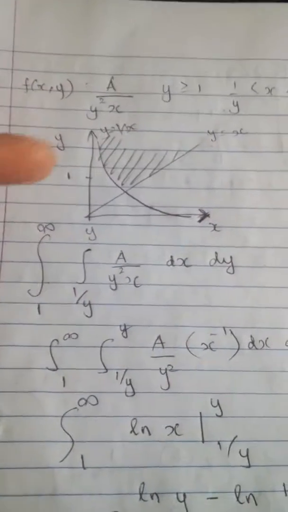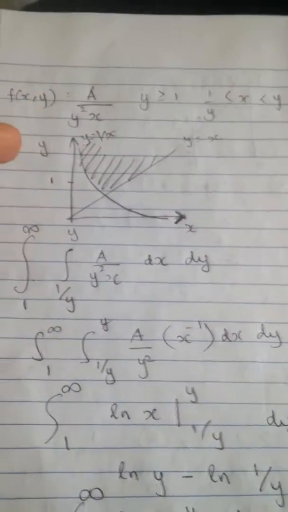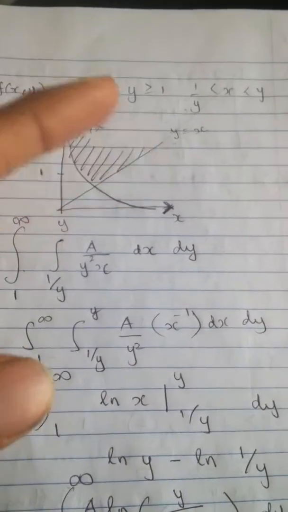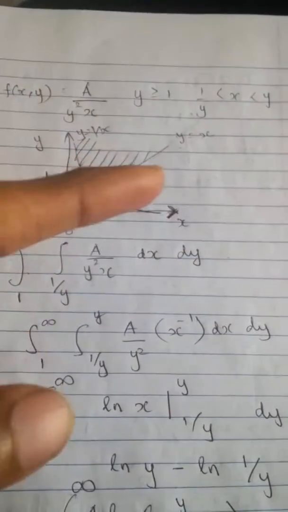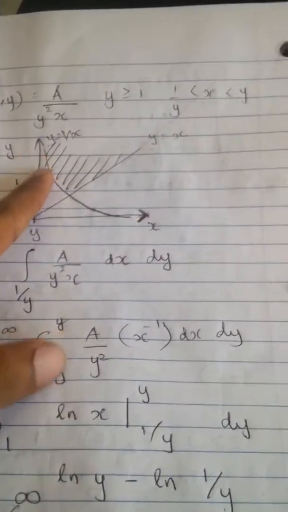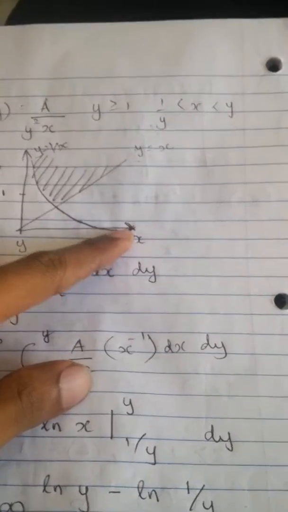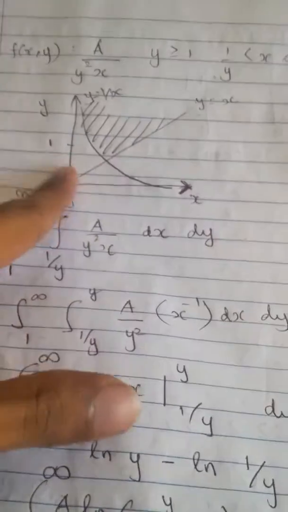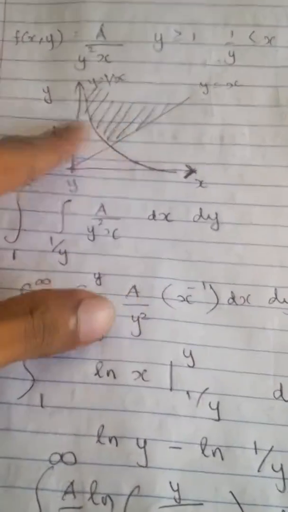Okay, given the question: f of x comma y is a by 2 y square x, where y exists in the range greater than 1 and x exists in the range 1 by y to y. We know that x equal to y is the straight line and y equal to 1 by x is this line. So the function lies between these, the shaded region, because it is also above 1.